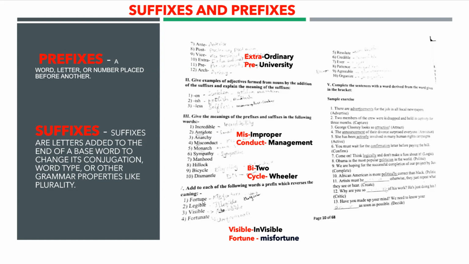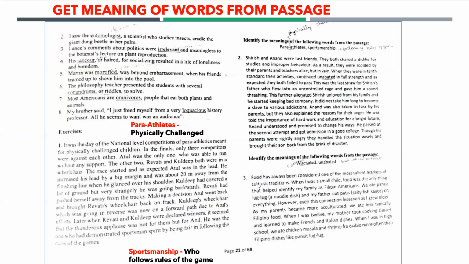Fortune, for the fortune we can say misfortune. Misfortune is the right word, the opposite word for fortune. Then we have visible. For visible, we can say invisible. Visible means we can see, invisible we cannot see. This is all about the prefixes.